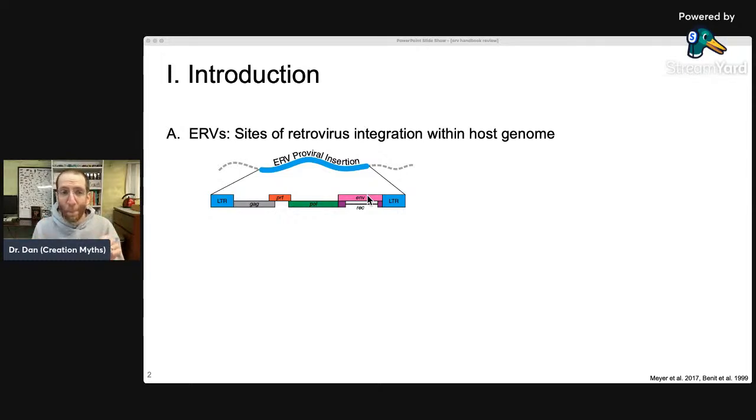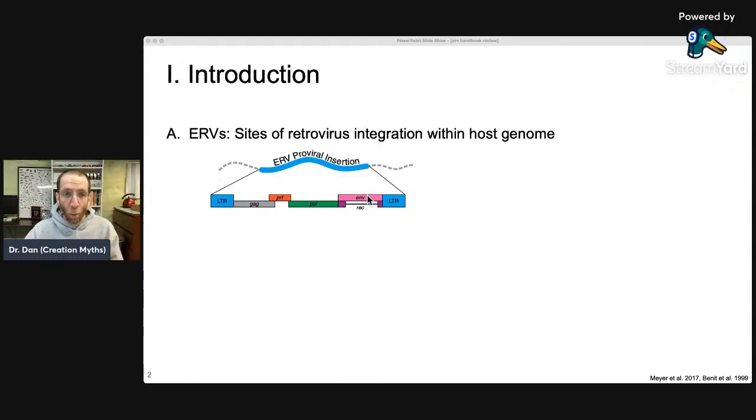So this happens all the time for retroviruses, but when this happens in germline cells specifically, these proviruses can then be passed on vertically to offspring. That's called endogenization. So now they're in the genome and they're going to transmit vertically to offspring. At that point you have an ERV.